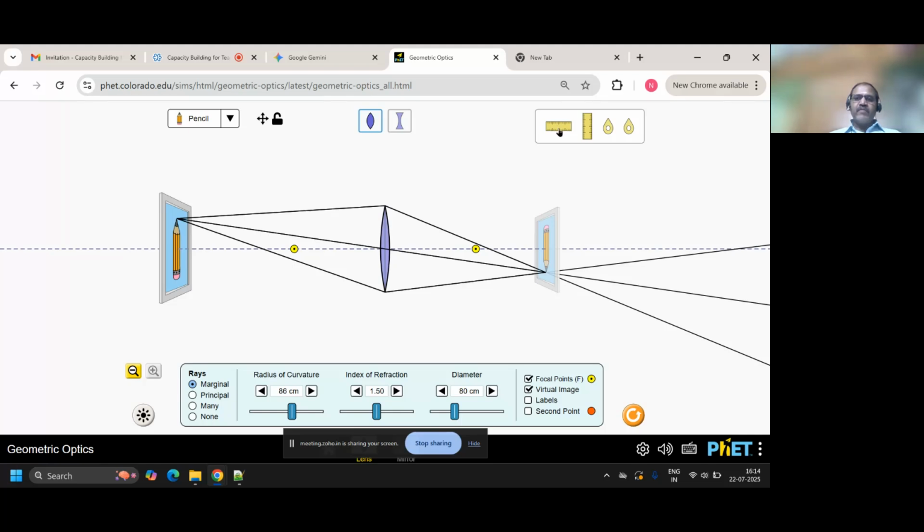This virtual lab also has a virtual scale. I measure the distance between the object and the lens, which is U. The distance between the lens and the image is V. 1 by F is equal to 1 by U plus 1 by V. That is how we calculate focal length.